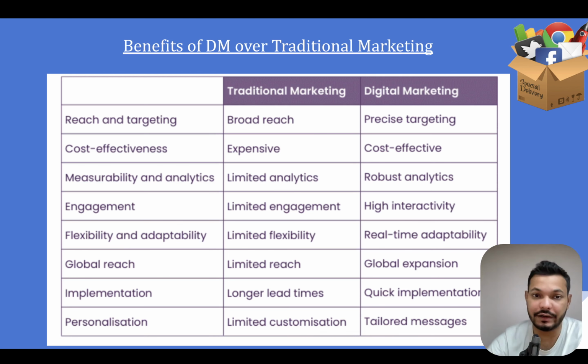Then we have cost effectiveness. Traditional marketing is really expensive, because showing the ads in a newspaper is going to be very expensive. TV, which is going to show the ads to probably the entire country, is again going to be very expensive. For digital marketing, it's all up to you. We can run the campaigns with as little as 100 rupees a day, or for a very small radius or pin code. So it's totally up to us how much budget we want to put into digital marketing.